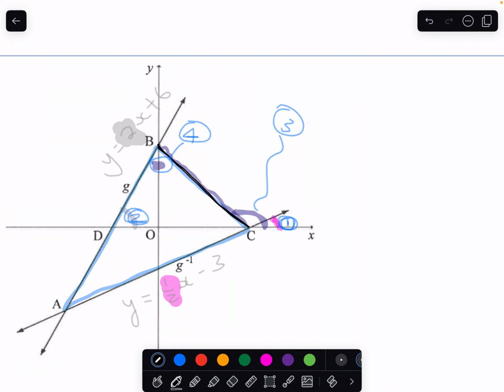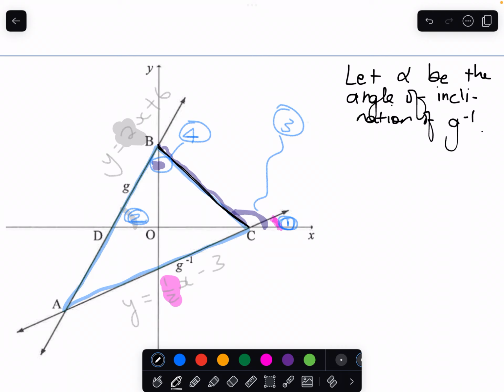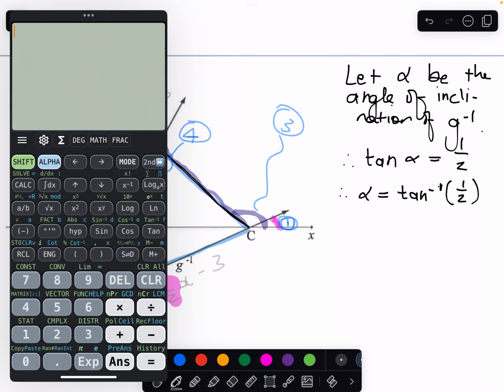So we're going to say let alpha be the angle of inclination of the inverse of g, right? So then we know that the tan of alpha is equal to the gradient of that graph, which is a half. So therefore alpha is equal to the inverse of tan of a half. And if we shove that into the calculator, that looks like something I should store.